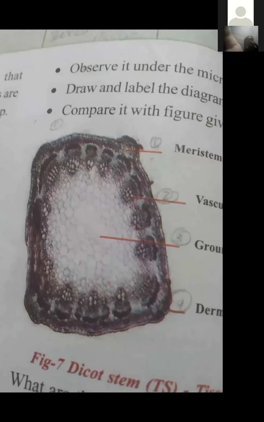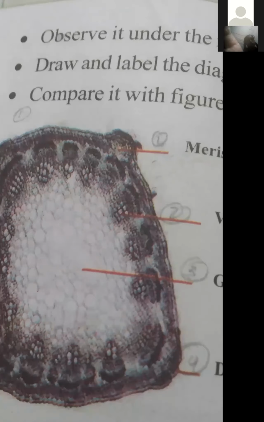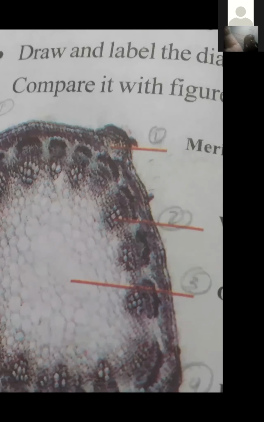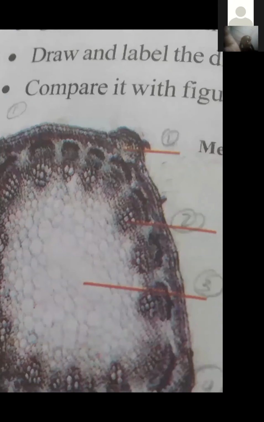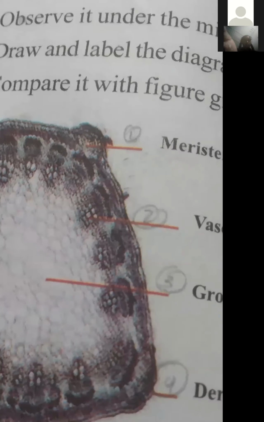See here, the meristematic region. These are the cells. Compared to the other tissues, the meristematic cells are very small and have a thin cell wall. They are living, with a prominent nucleus. Prominent means abundant, that is, it will be more visible. The nucleus is very prominent, and they also have abundant cytoplasm. Cytoplasm is also present in a large amount.